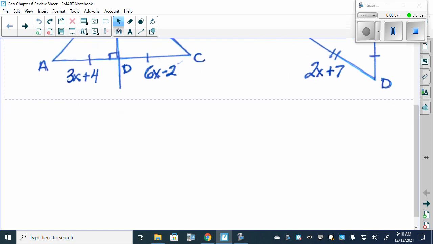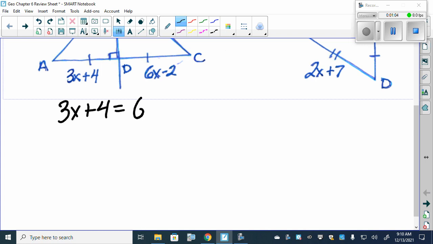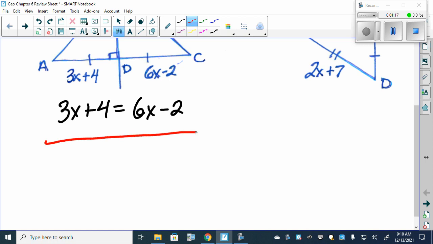So what that means for us is that we can set 3x plus 4 equal to 6x minus 2, and solve for the value of x. And once we find the value of x, we can plug it back in to find the length. So the first thing we can do is subtract 3x from both sides, which will tell us that 4 is equal to 3x minus 2.